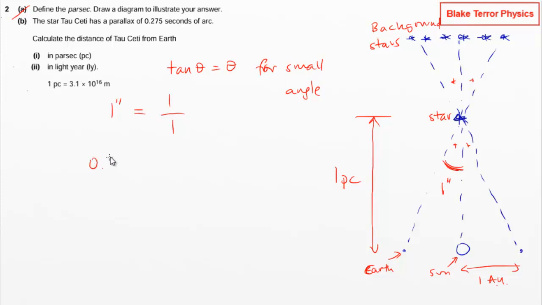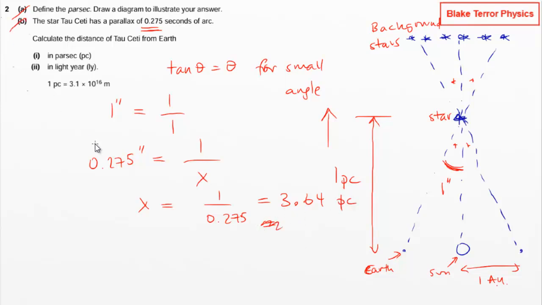So if we've now got 0.275 seconds of arc, that's still 1 astronomical unit divided by some other distance that we've got here. Obviously, as we increase our distance to the nearby star, these angles are getting smaller. So our distance is then 1 over 0.275, which is 3.64. They've given it to 3 decimal places, 3 significant figures. So yeah, let's leave it at that.